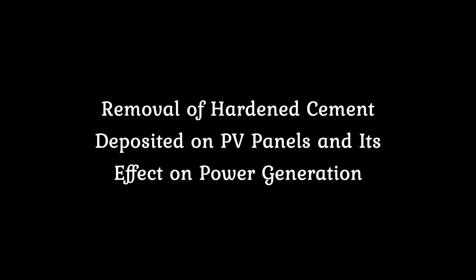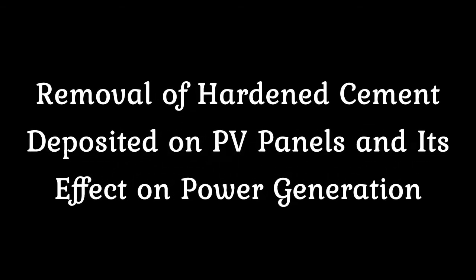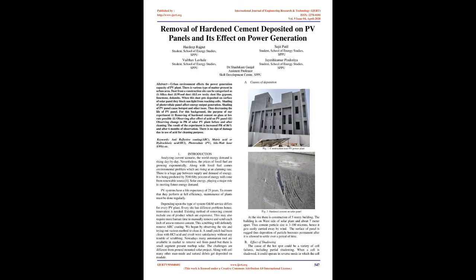Removal of hardened cement deposited on PV panels and its effect on power generation. Abstract: the urban environment affects the power generation capacity of a PV plant. There are various types of matter present in urban areas.